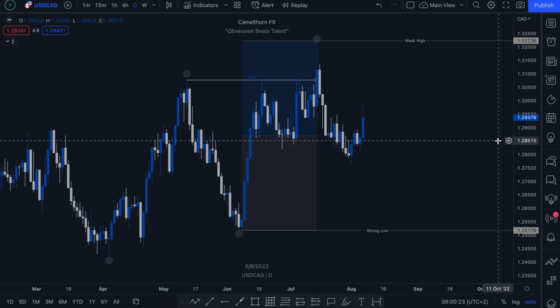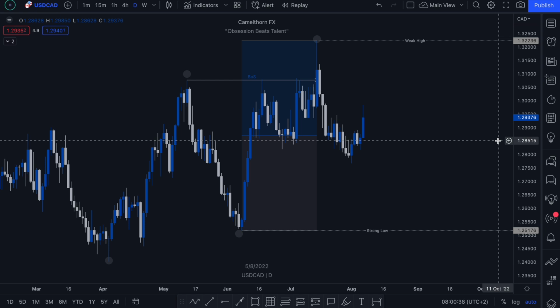All right, so we are going to start on our higher time frame. So I show you guys how to build that higher time frame narrative, and then we're going to be taking it down from that daily chart all the way down to the 1 minute chart where we find our entry.